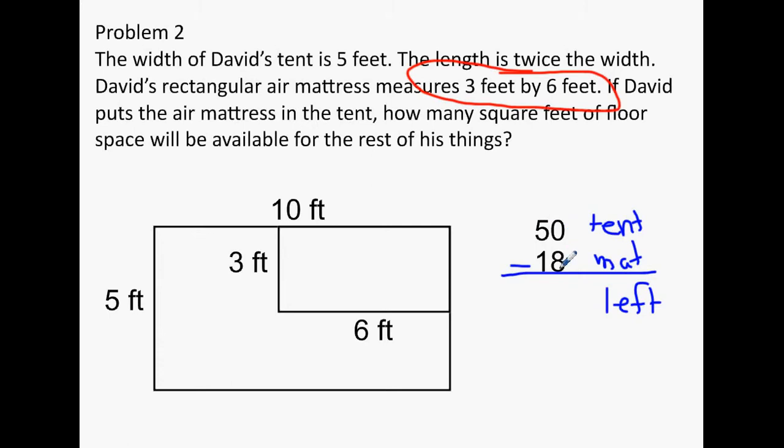0 minus 8, we know we can't do, so we have to move over to the tens place. In the tens place, we cross out the 5 to make a 4. We take one of those tens and move it to the ones. And there we go. 10 minus 8 is 2. And 4 minus 1 equals 3. So there's 32 squares left over. Awesome.